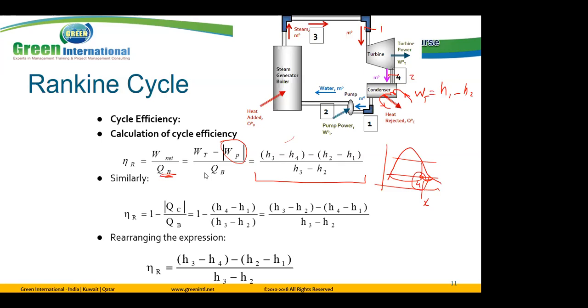Okay. So in this equation we consider only the work of the turbine and Q of the boiler, and the pump if the pump affects the work. If not, we can neglect it.